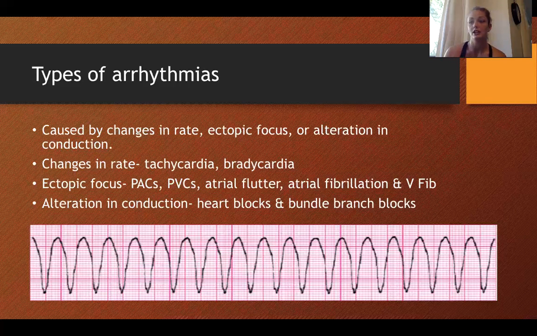Alteration in conduction of the impulse through the heart muscle can cause actual heart blocks and bundle branch blocks as well.